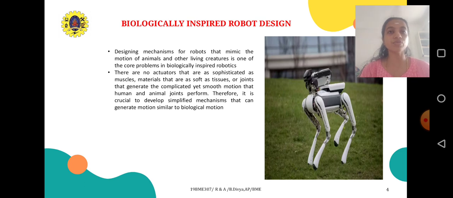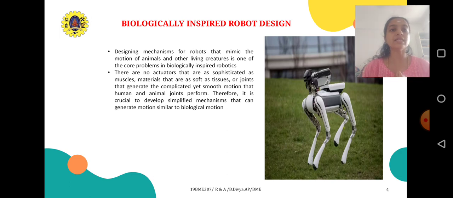In this video, we are going to see about biologically inspired robot design. In the previous video, we have seen about the biologically inspired robot history, and in this video, we are going to see about biologically inspired robot design.